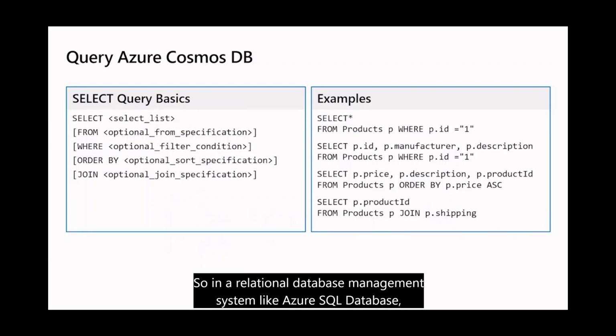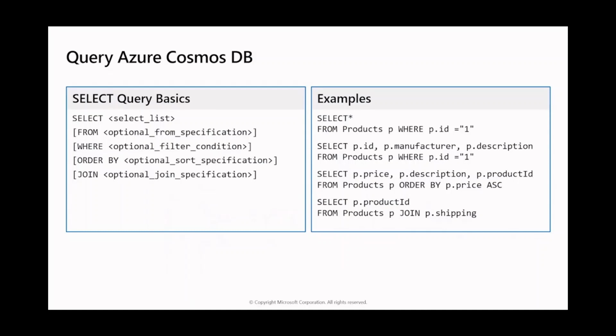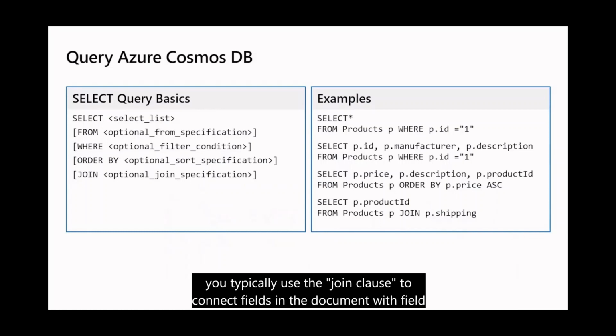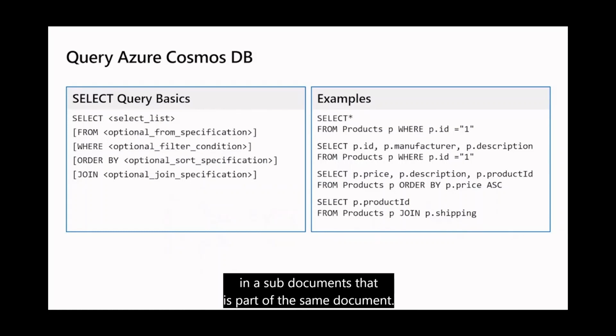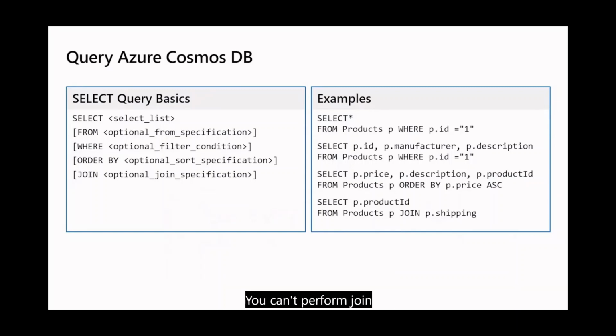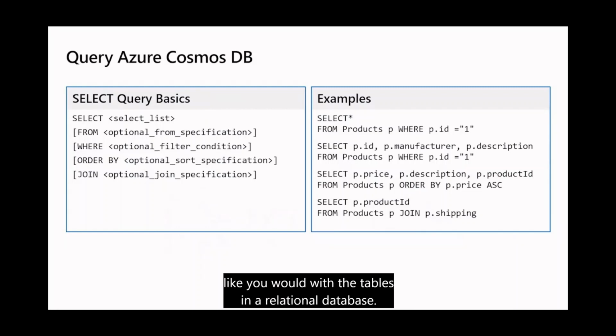In a relational database management system like Azure SQL database, the join clause is used to connect data from different tables together. In the core SQL API, you typically use the join clause to connect fields in the document with fields in a sub-document that is part of the same document. You can't perform join operations or queries across different documents like you would with the tables in a relational database.